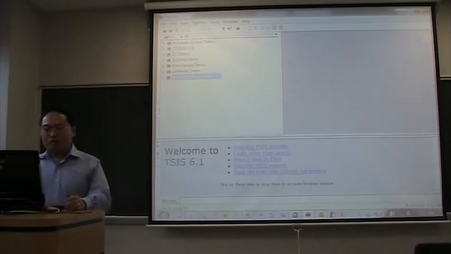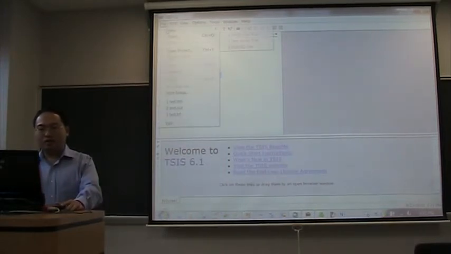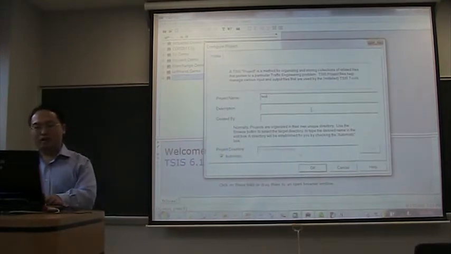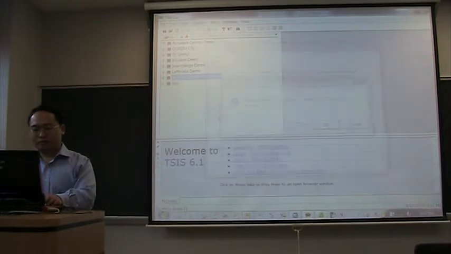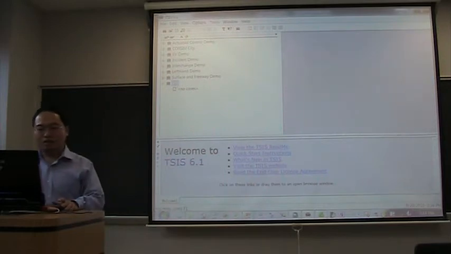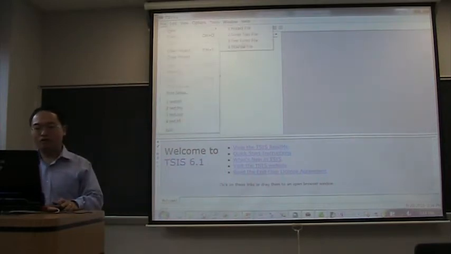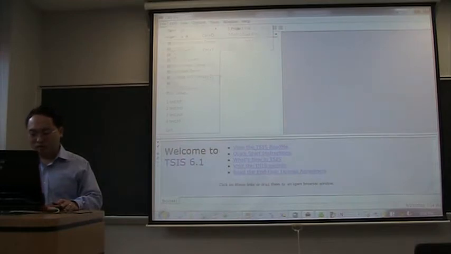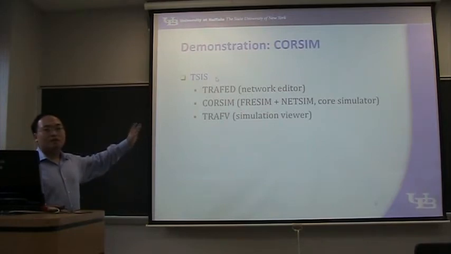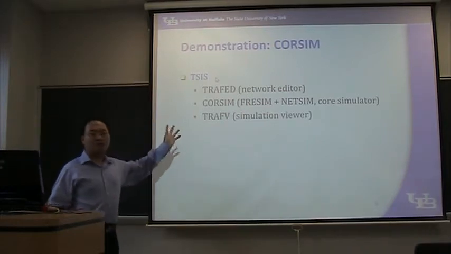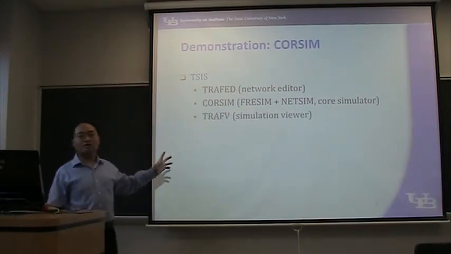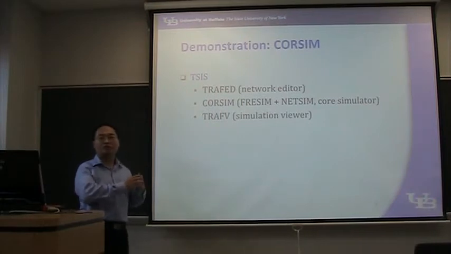So I go to TSIS, new project file, and I create a new project called test. Here I will see a new project called test. And under this project, I'm going to choose file, new, TRAFED file. So what is this? TSIS is an environment, but it includes 3 important components. The first one is called TRAFED, the traffic editor. The second one is CORSIM, the actual simulation program.